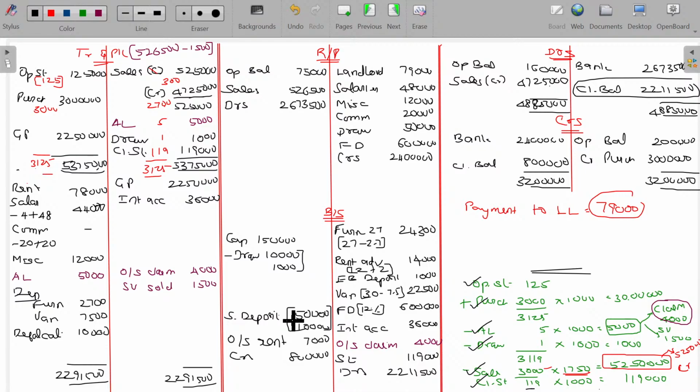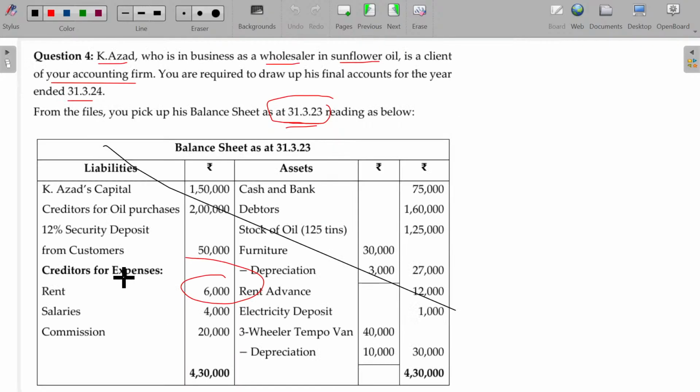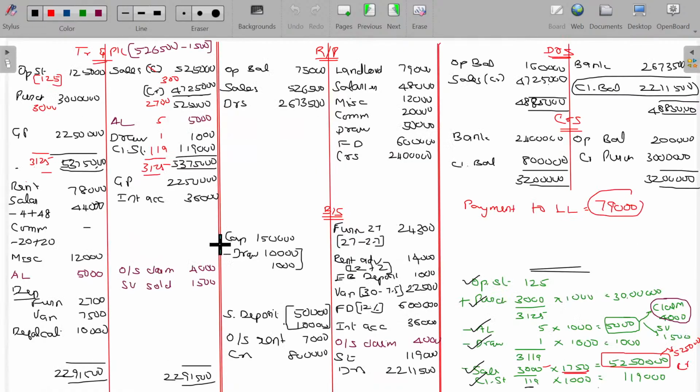That security deposit carries some interest. That is also given as a hidden adjustment. Security deposit carries 12% interest, so you can calculate 12% on 50,000. Maybe 6,000 may be assumed to be the payment. So interest on security deposit, 6,000. We calculate the interest on security deposit on the opening value. Outstanding interest on security deposit being 6,000.